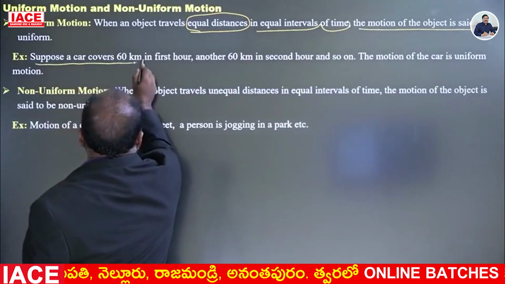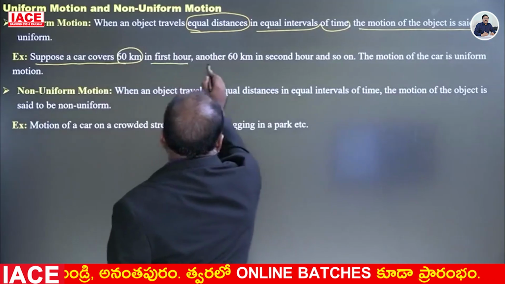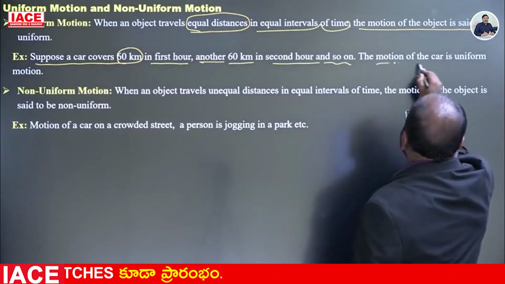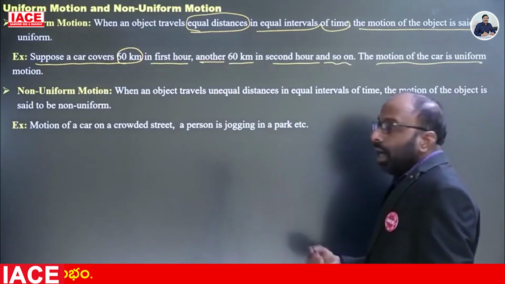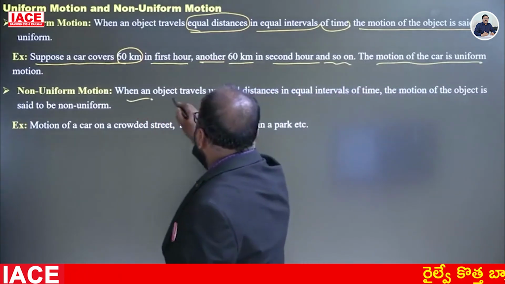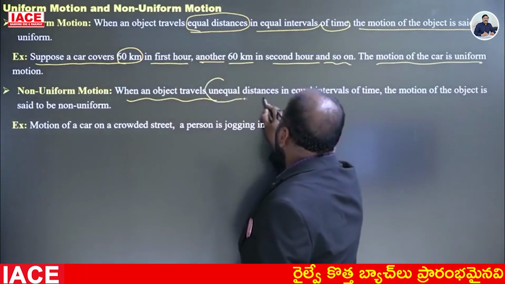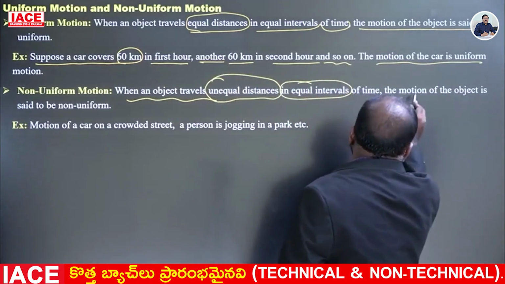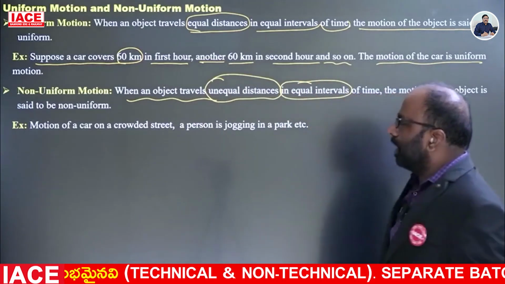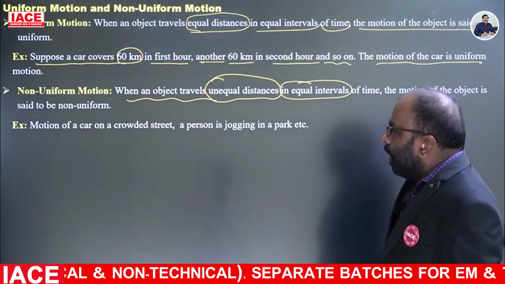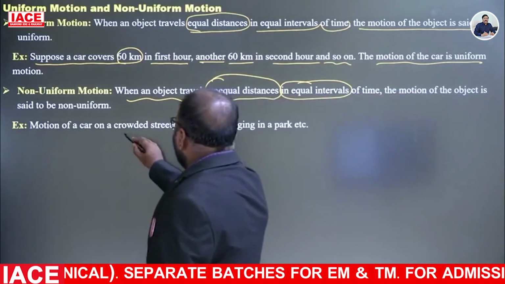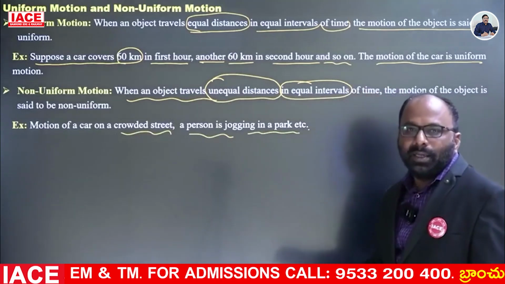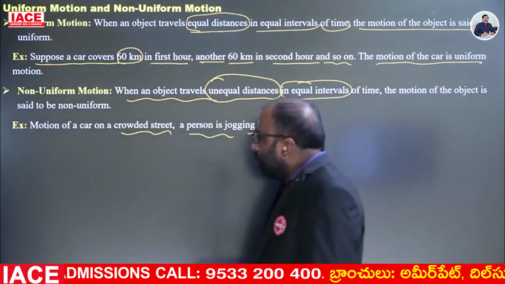Suppose a car covers 60 kilometers in the first hour, another 60 kilometers also in the second hour, and so on. The motion of the car is uniform. Non-uniform: when an object travels unequal distances in equal intervals of time, the motion of the object is said to be non-uniform. Motion of a car on a crowded street, a person jogging in a park, etc. These are called non-uniform motion.